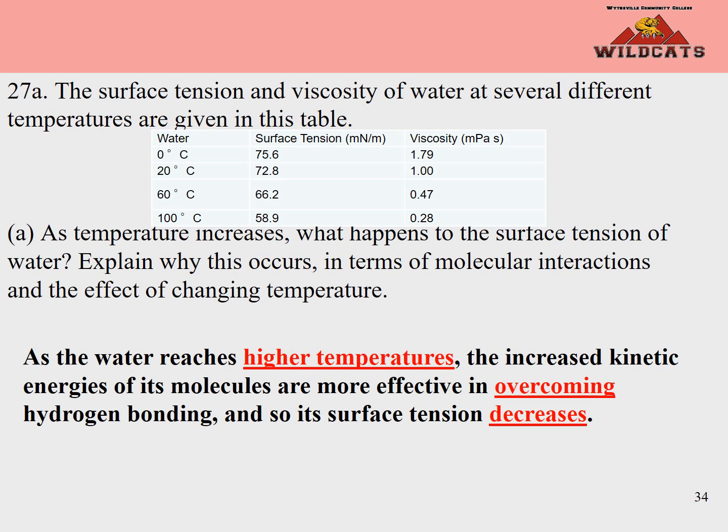So that's why we get thermal pollution. In thermal pollution, the surface tension goes down, and those bugs that normally could ride on the top of the water have a hard time staying on the top.